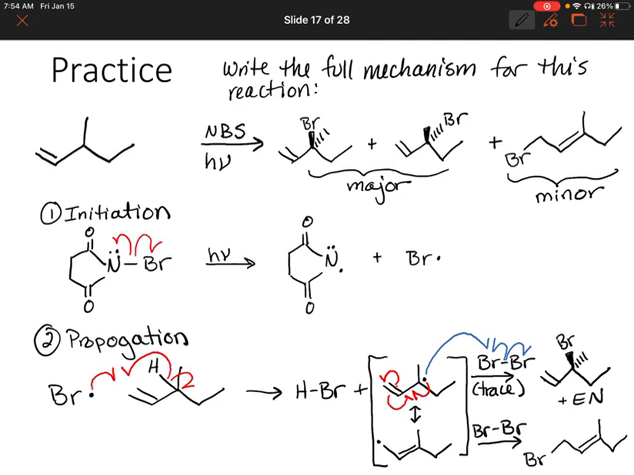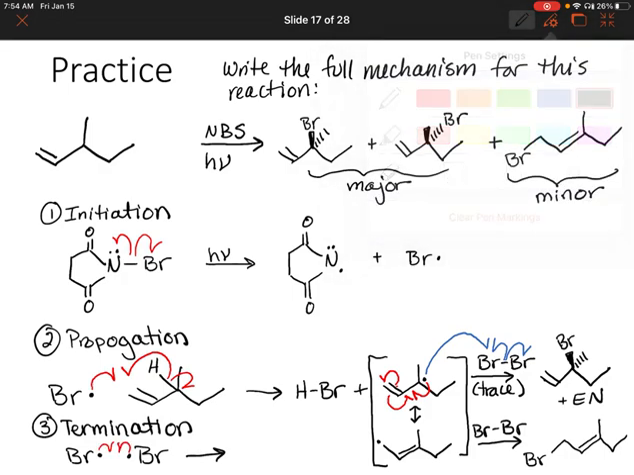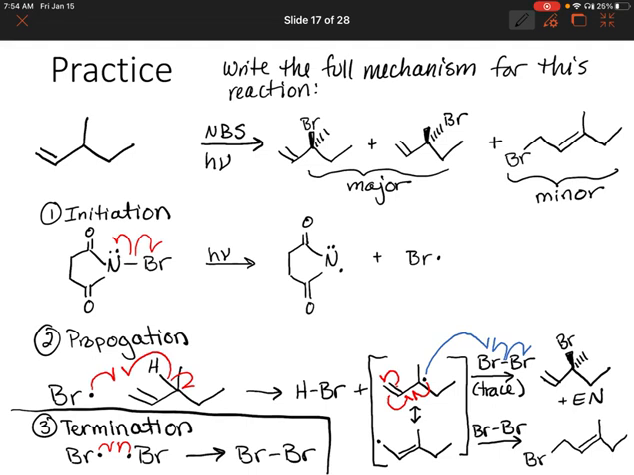Now the last thing we need to do is write the termination step. I'm a bit of a lazy chemist, so I'm just going to draw two bromine radicals coupling together. Easy peasy, that's our termination step, and I'll separate it from the rest here.